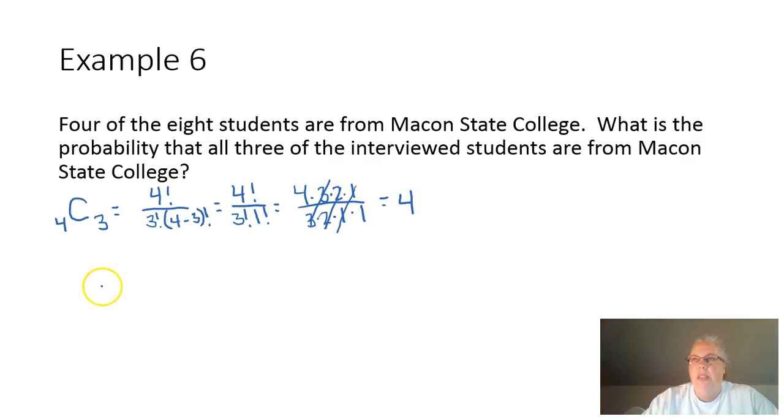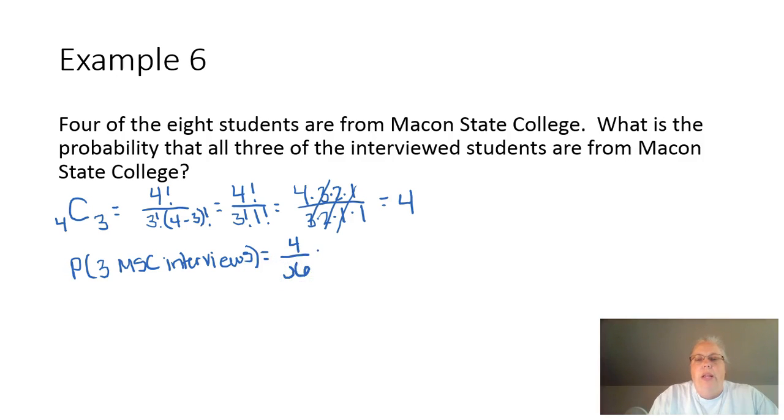Now to answer our question, what's the probability? Well, remember there's 56 total ways we can choose 3 people from all 8 of them. Alright, so the probability of 3 Macon State College interviews will be 4 out of 56, the total number of interviews we could have. And then when we put that in the calculator for a 3 decimal approximation, there we go, we get 0.071.